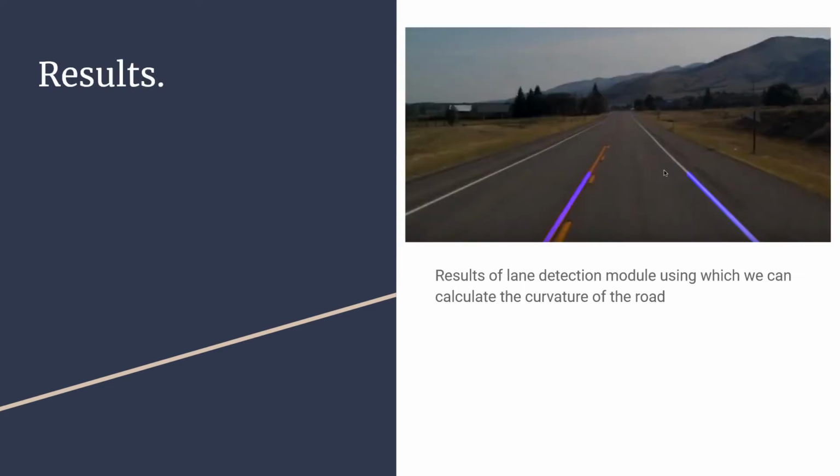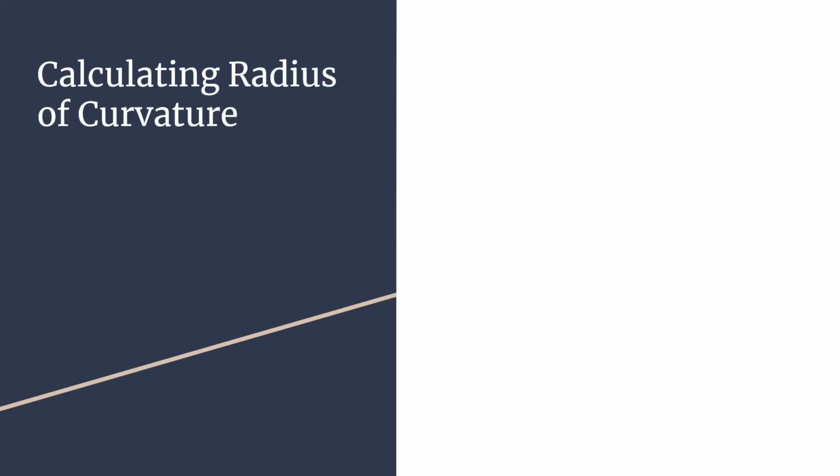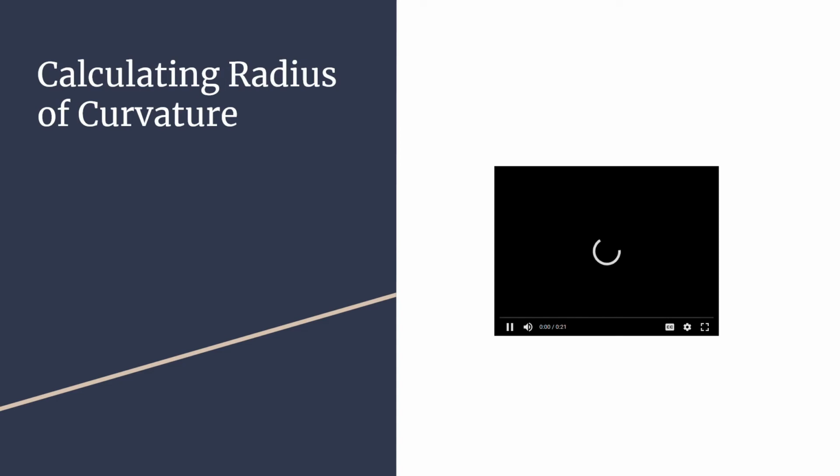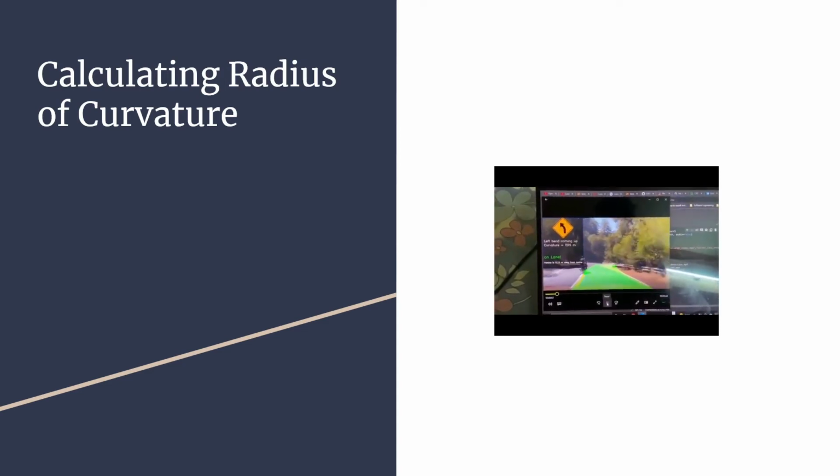As you can see, in the first module we detected the lanes in the road, and from this we then calculate the radius of curvature. In the video below we can see how we are calculating the radius of curvature of the road.